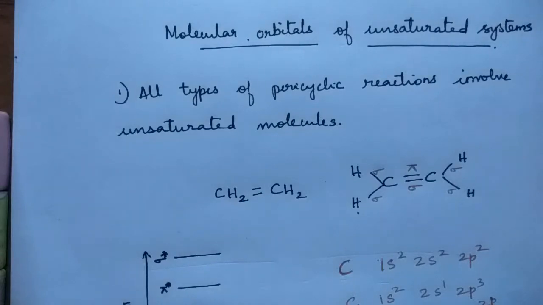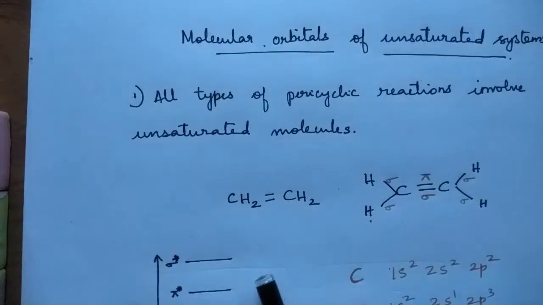So we'll see the molecular orbitals of unsaturated systems. We should know that pericyclic reactions, all types of pericyclic reactions, involve unsaturated molecules. So first we should have a pictorial concept of how these molecules are formed. We should have an idea about the molecular orbital formations and how the hybridization is taking place, and we should have a pictorial imagination or idea.